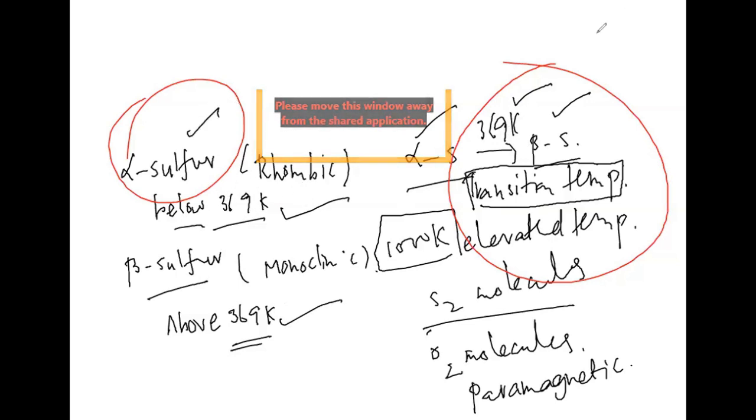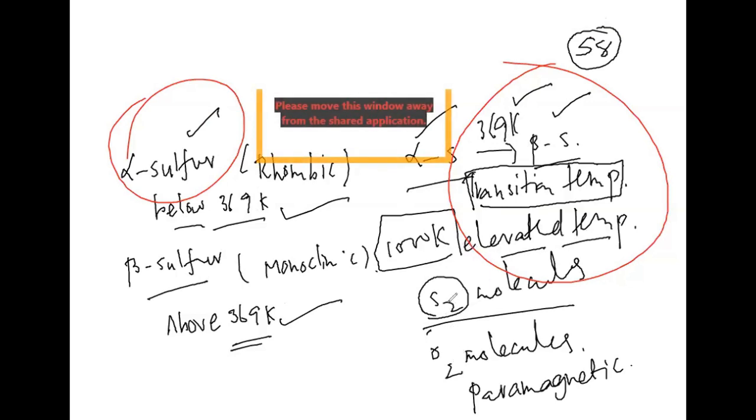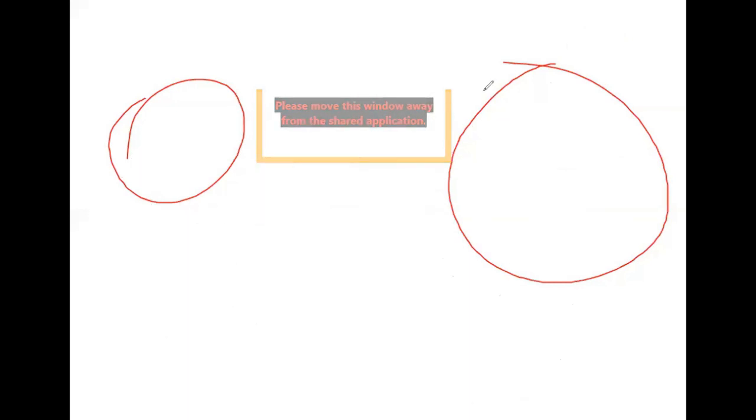Generally, sulfur exists in the S8 form, an 8-membered ring. But in a special case, at a temperature of around 1000 Kelvin, we can see the S2 molecule. This S2 molecule is similar to the O2 molecule. Like O2, we can expect paramagnetic behavior in the S2 molecule. Is it clear, Sneha? Yes, sir.